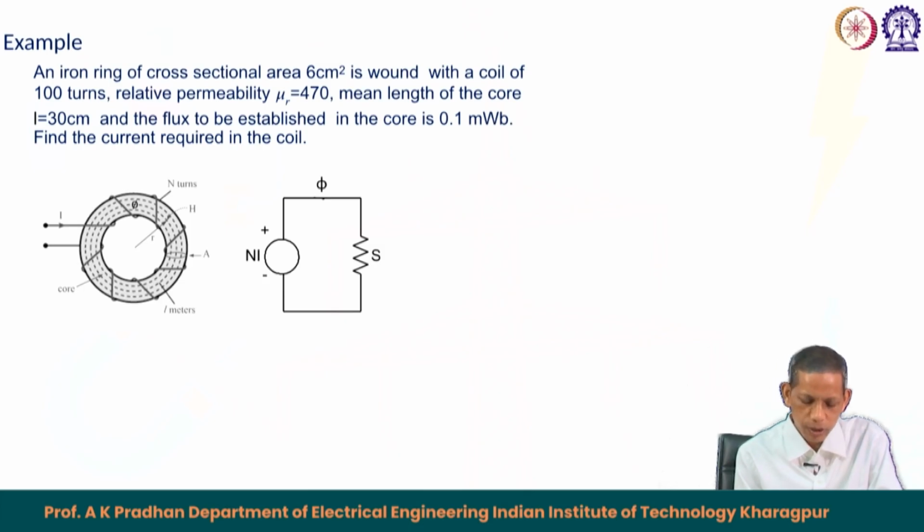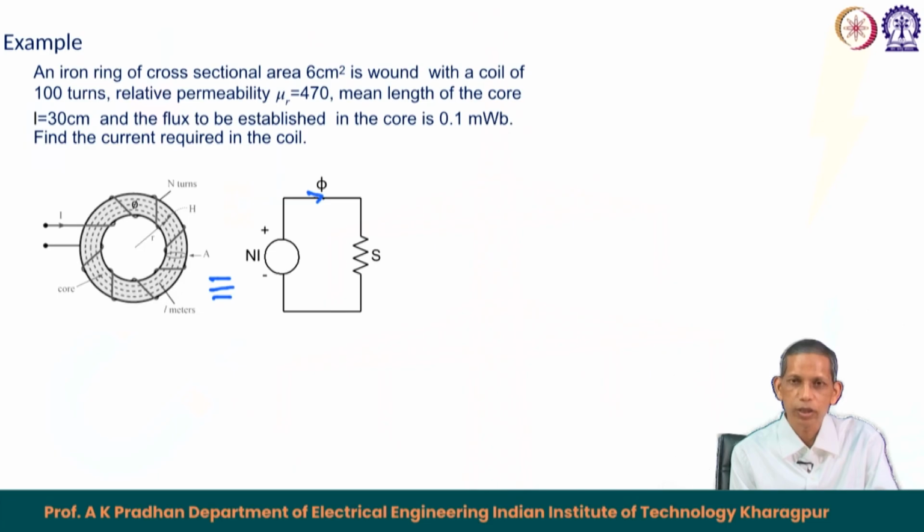The equivalent circuit for this magnetic circuit consists of the MMF N I, which we have already seen, with positive and negative terminals. The corresponding flux will be established here, and then we have this S. So, this is your equivalent circuit for the magnetic circuit shown in this case.